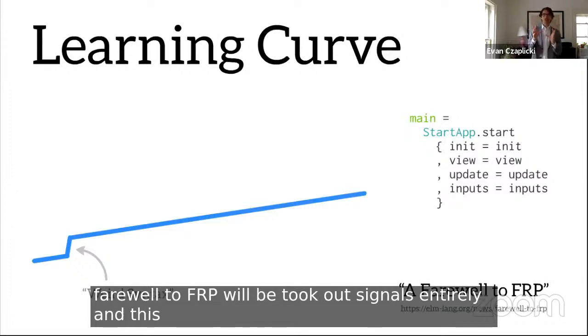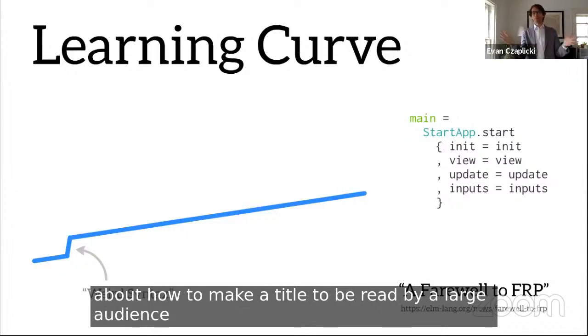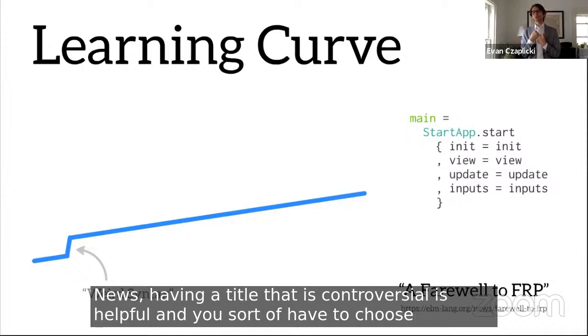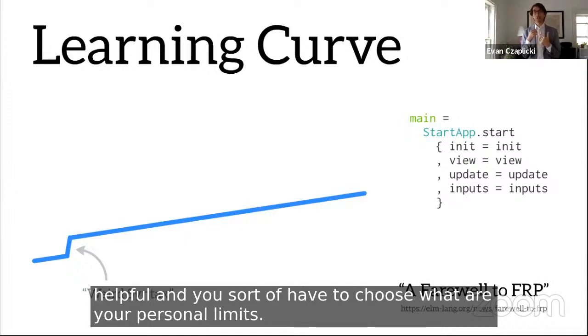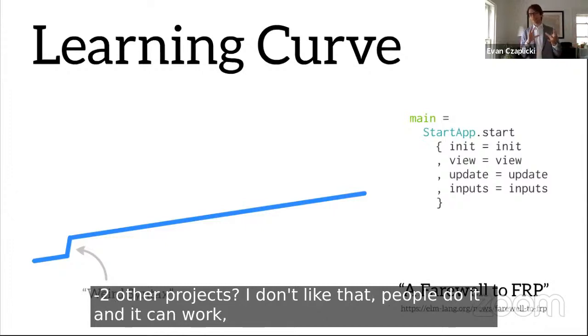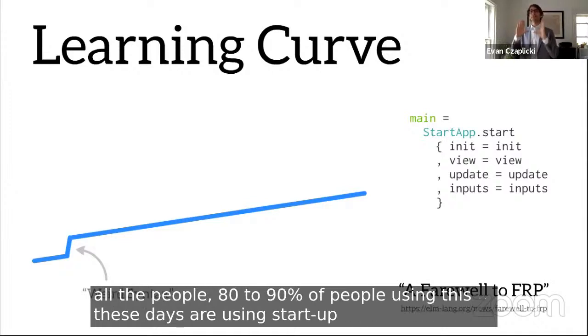And this post is a good lesson in terms of like a lot of things were happening here. I had learned enough about how to make a title to be read by a large audience. So if you want to get read on Hacker News, having a title that's controversial is helpful, and you sort of have to choose what are your personal limits? Like, are you going to be explicitly negative to other projects? I don't like that. People do it and it can work. So A Farewell to FRP was sort of saying, basically all the people who are, let's say 80 to 90% of people using Elm these days are using Start App. So we're committing to that approach.